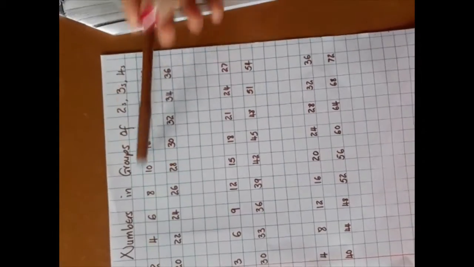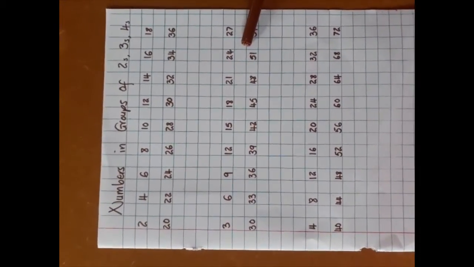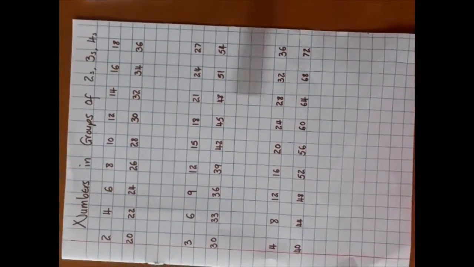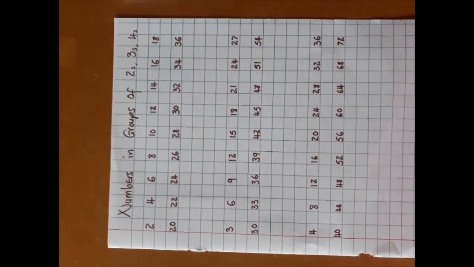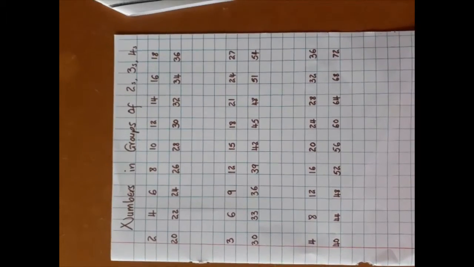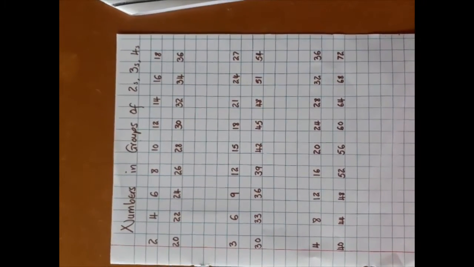So here, this part we were doing numbers in twos, and right here numbers in threes, and right here numbers in fours. What are these things for? When you have numbers in groups, when you know how to count in groups, it's very easy for you to do multiplication.